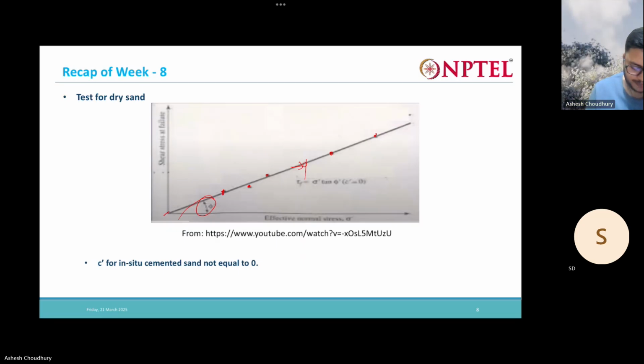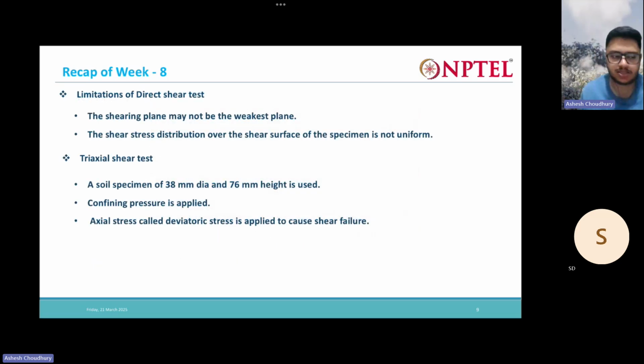Cohesion is 0. For in situ cemented sands, C is not equal to 0. This is one note that is given. Now there are some limitations of this direct shear test. What are the limitations?